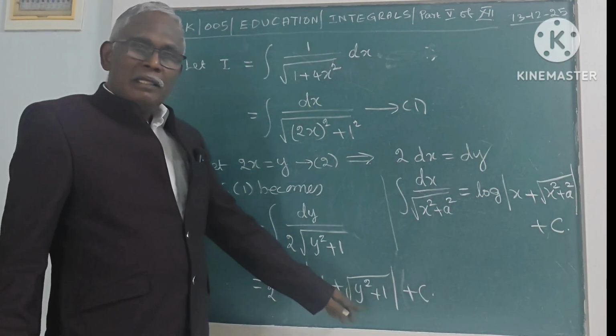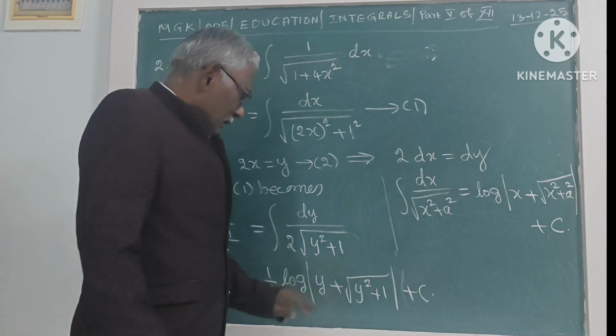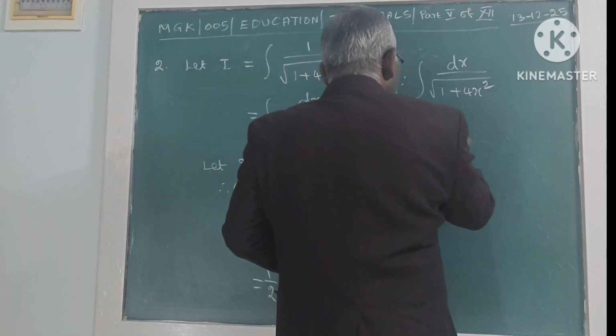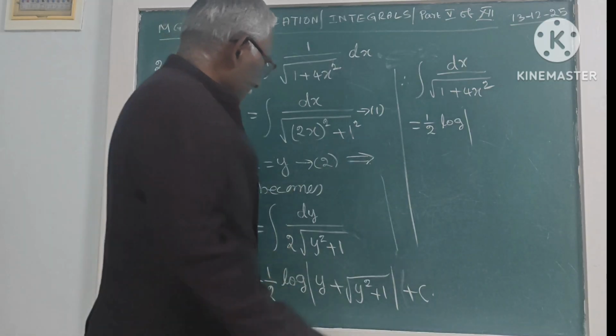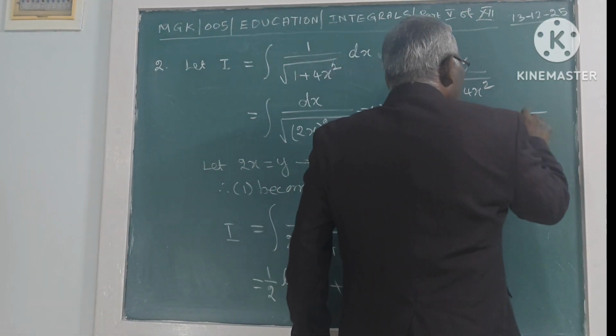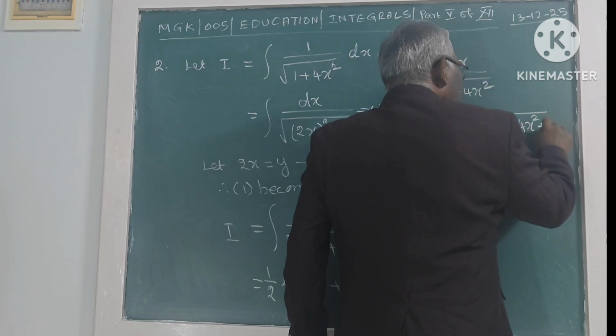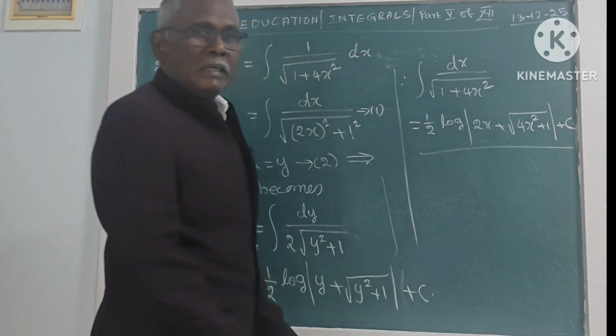But the problem is given in terms of x, so we have to replace y in terms of x. 1 by 2 log of, y is 2x, plus square root of 4x square plus 1, plus constant. So this is the answer.